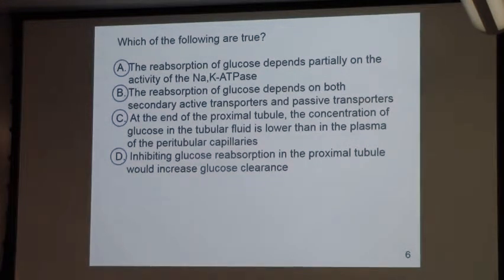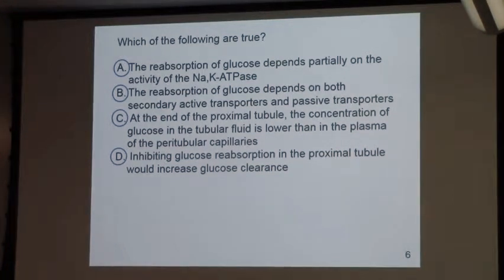At the end of the proximal tubule, in a normal person, the glucose concentration in the tubular fluid is 0. Because if it were not 0, it would be in the urine. And for a typical person, the concentration of glucose in the urine is 0. And since the proximal tubule is the only place where glucose is reabsorbed, the concentration of glucose at the end of the proximal tubule is 0.